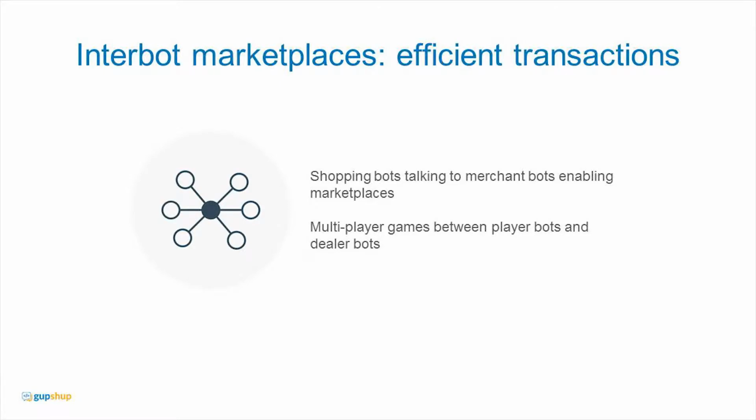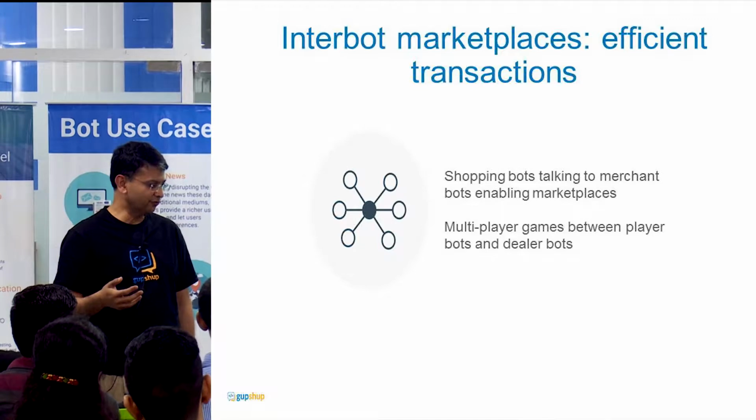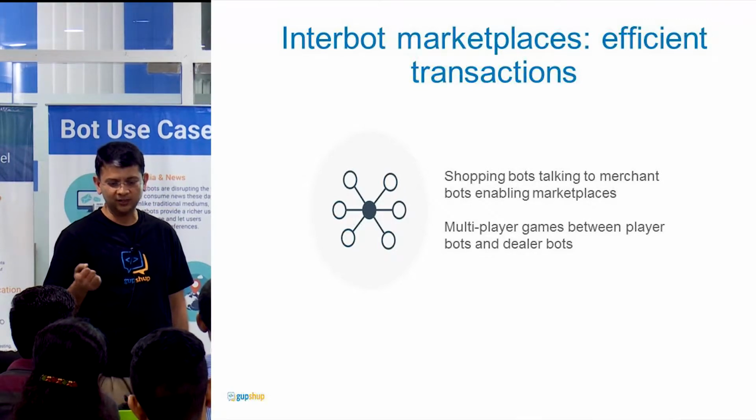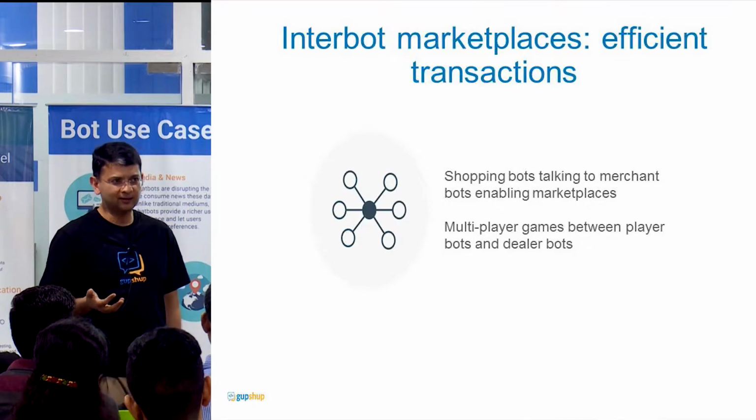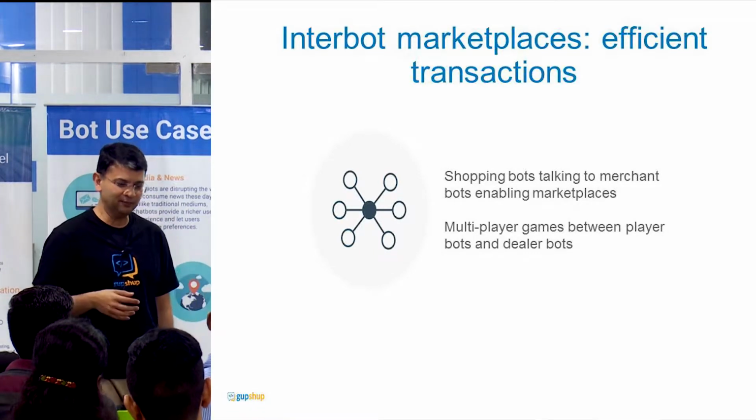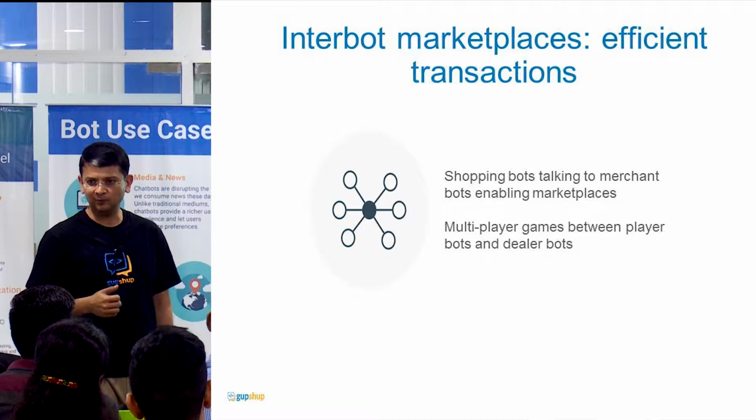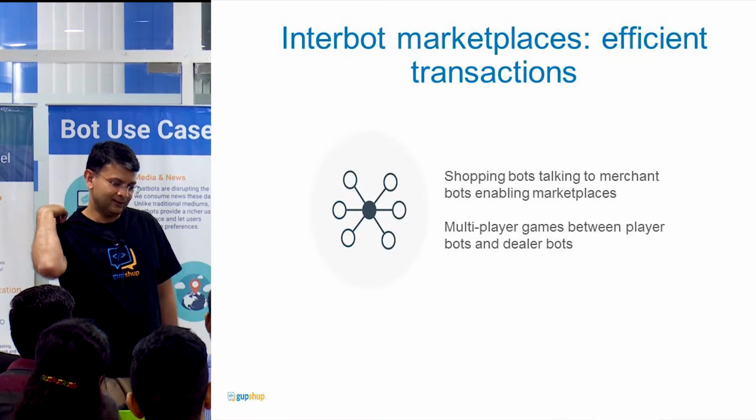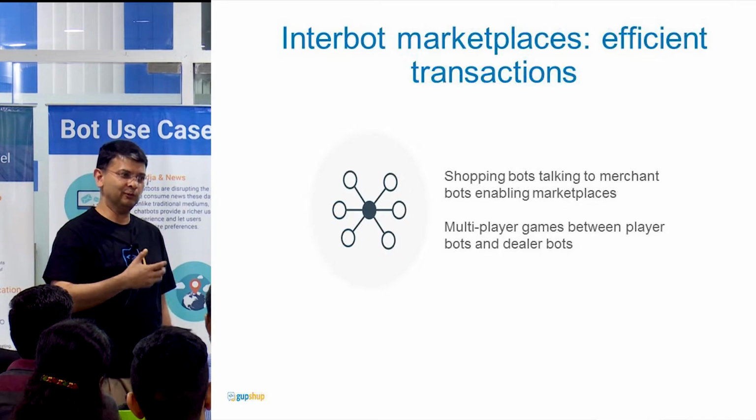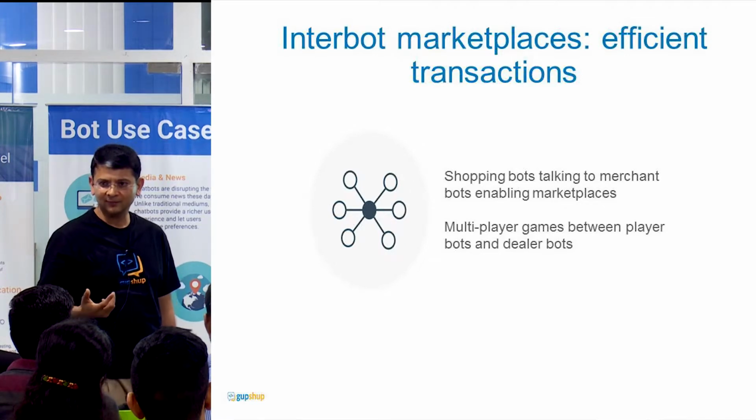So let's take some examples of what happens when bots can talk to each other. A simple example is, let's say I have a shopping bot, and I say, go find me the cheapest mobile phone of this type with 4 gig RAM or something. It can approach many different merchant bots, get all the data and figure out the best price. Comparison shopping is such an obvious thing.